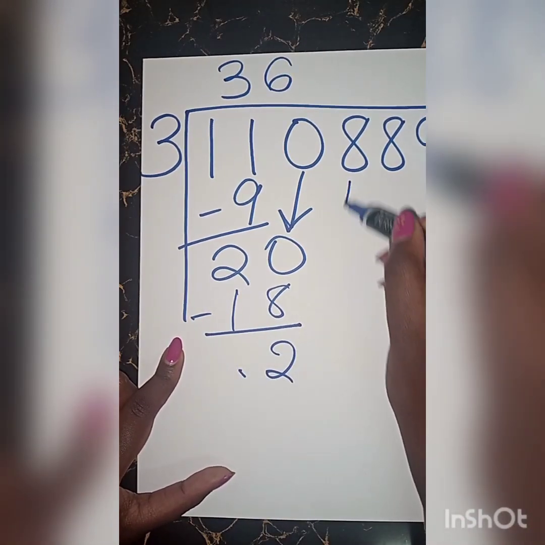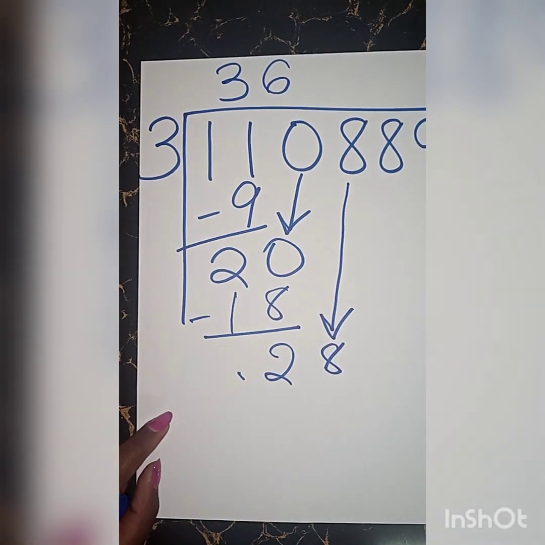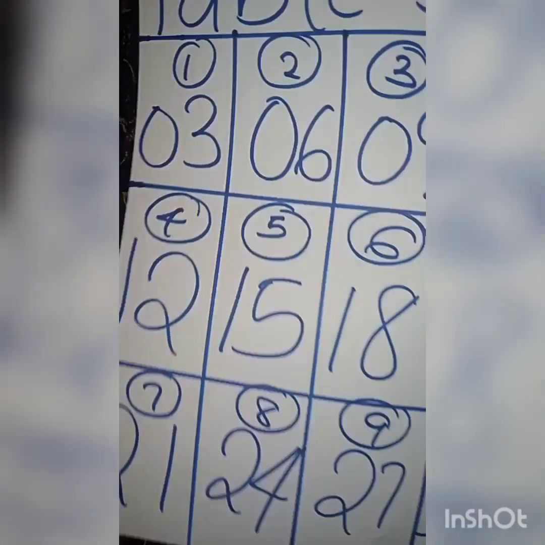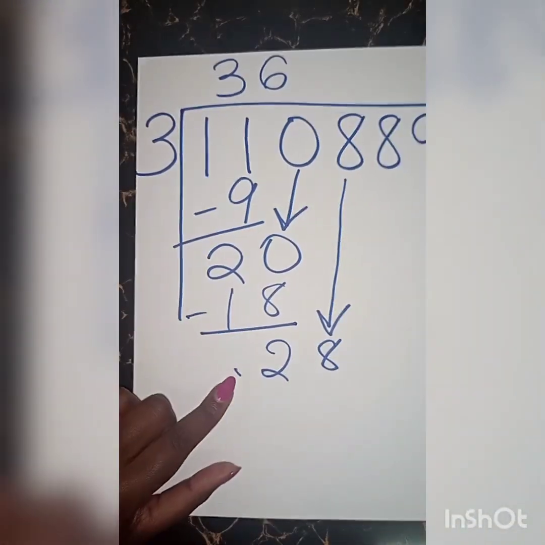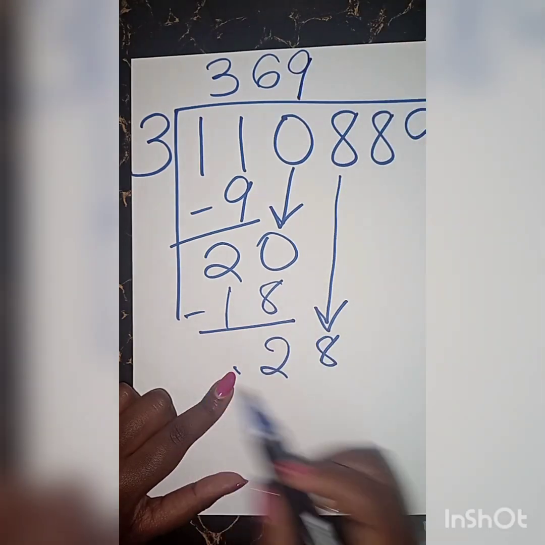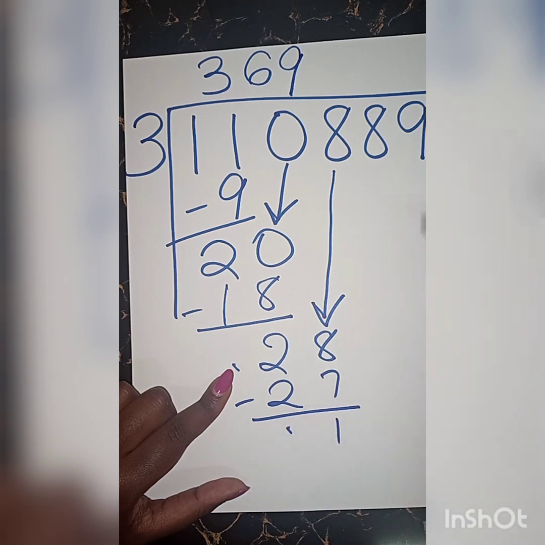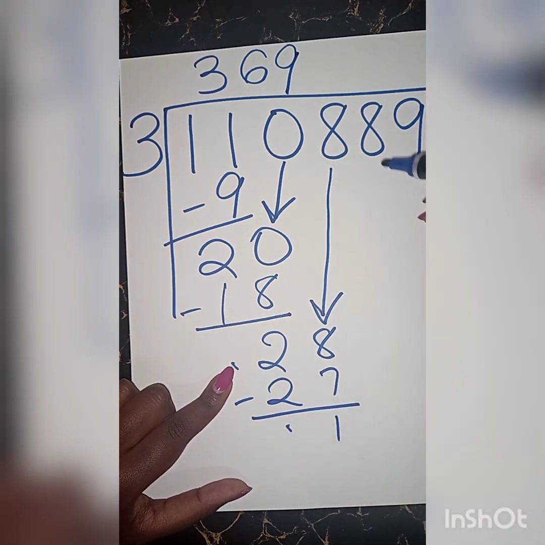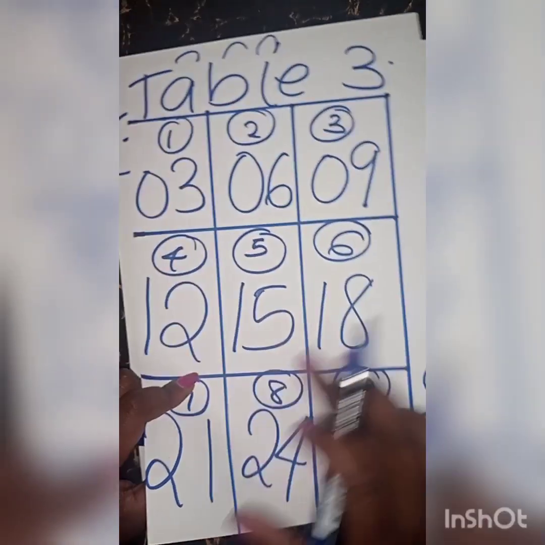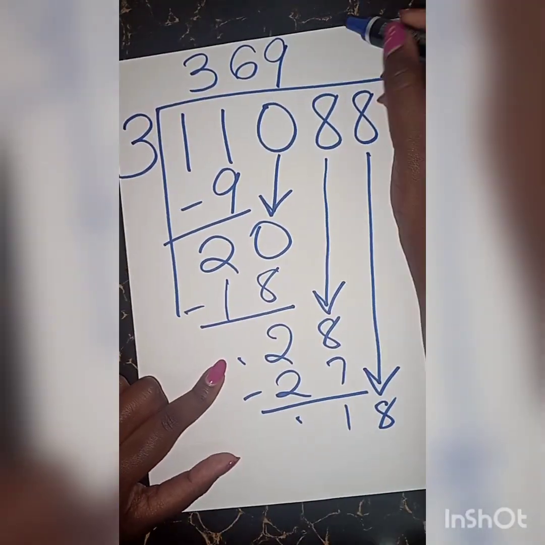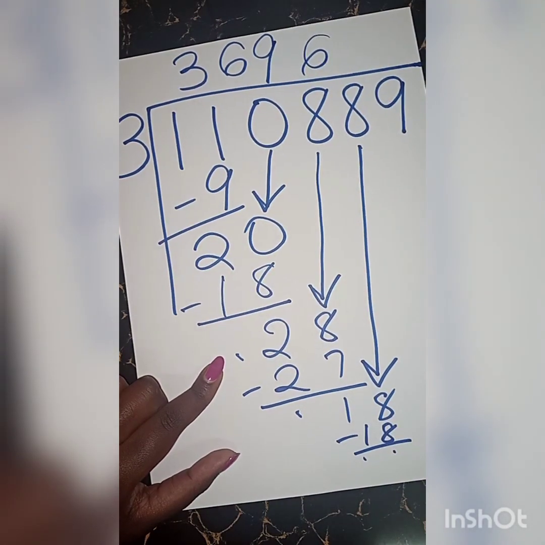Okay? When you drop an 8, where does 28 fall under table 3? 28 is around here, right? So we'll write a 9 because 9 times 3 is 27. Okay? And 28 minus 27 is 1. So when you drop an 8, you'll have 18 here. So we'll write a 6 here because 6 times 3 is 18. 18 minus 18 is 0.